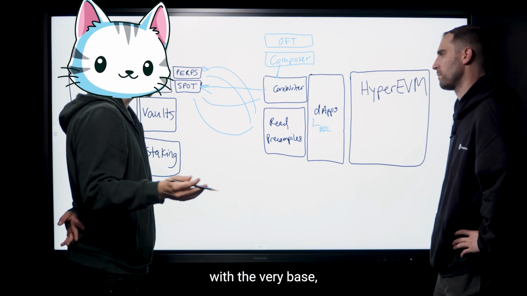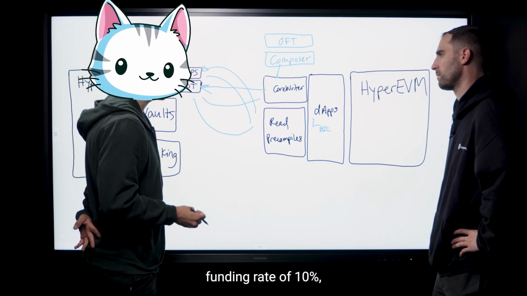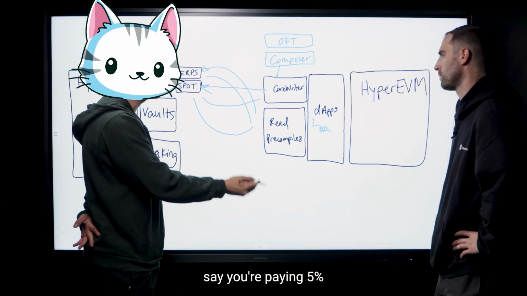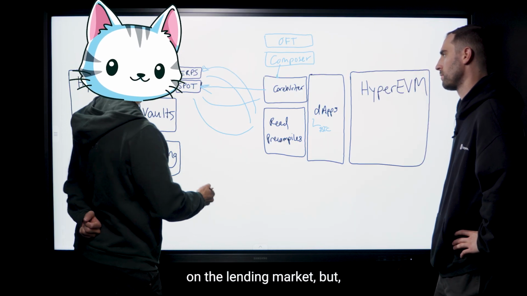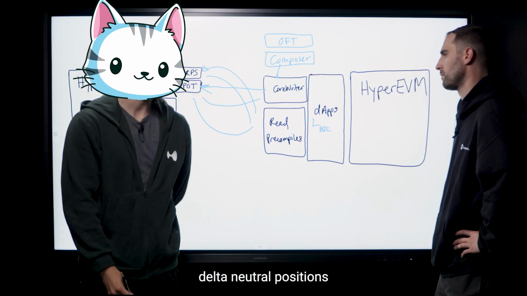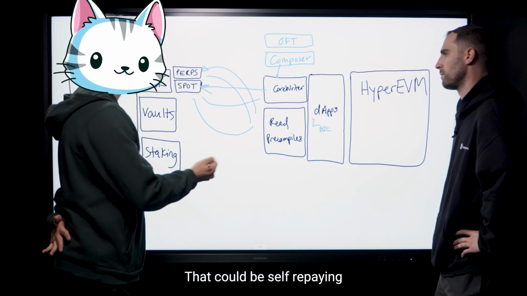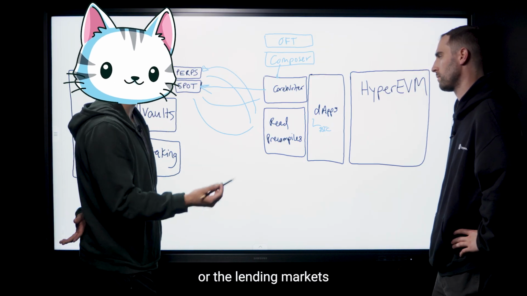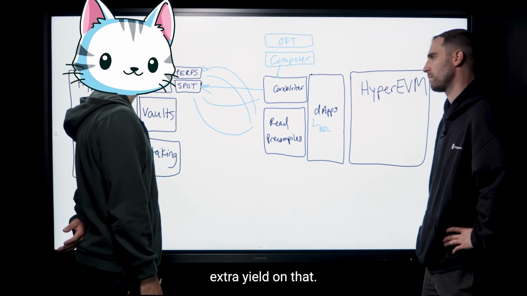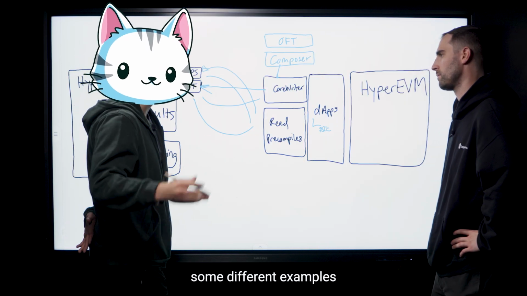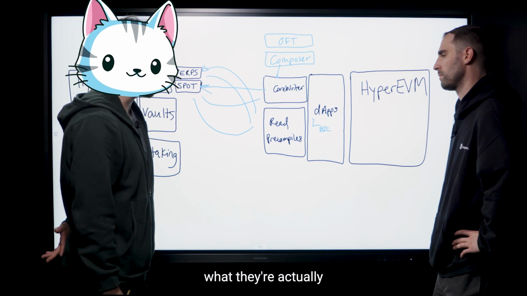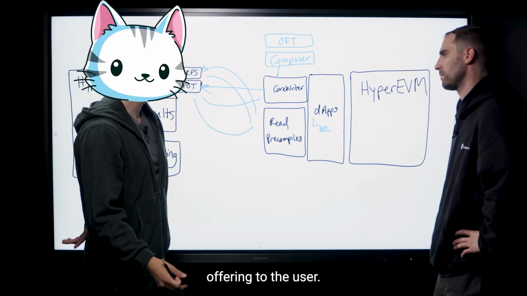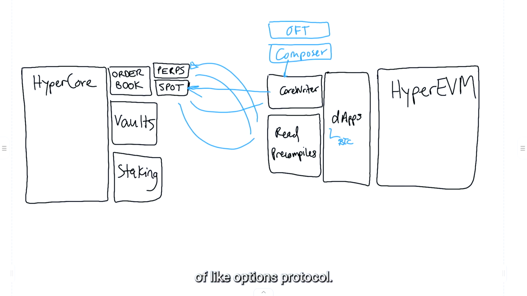If we go with the very base funding rate of 10%, say you're paying 5% to borrow USDT0 on the lending market, but the delta neutral position is actually paying out 5%. That could be self-repaying, or the lending market's just earning extra yield on that. So that's some different examples of how lending markets can continue to scale what they're actually offering to the user. We can go another way, like options protocols.